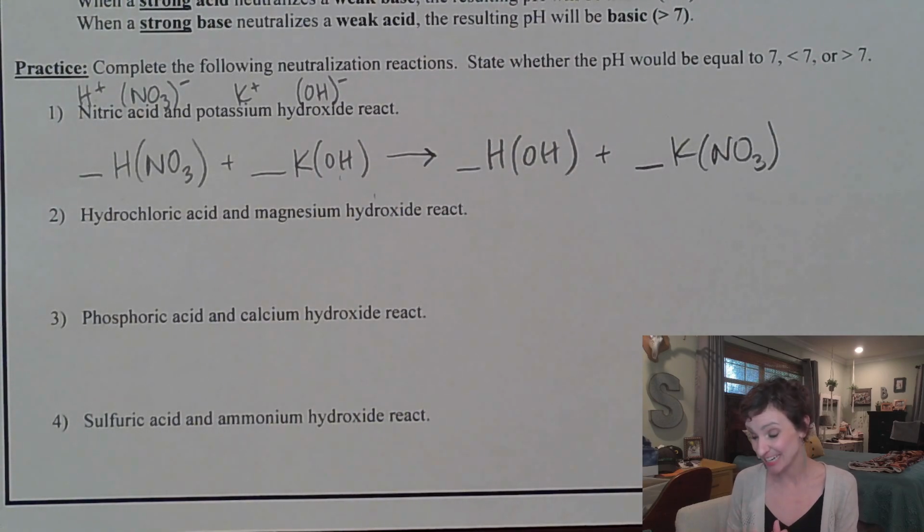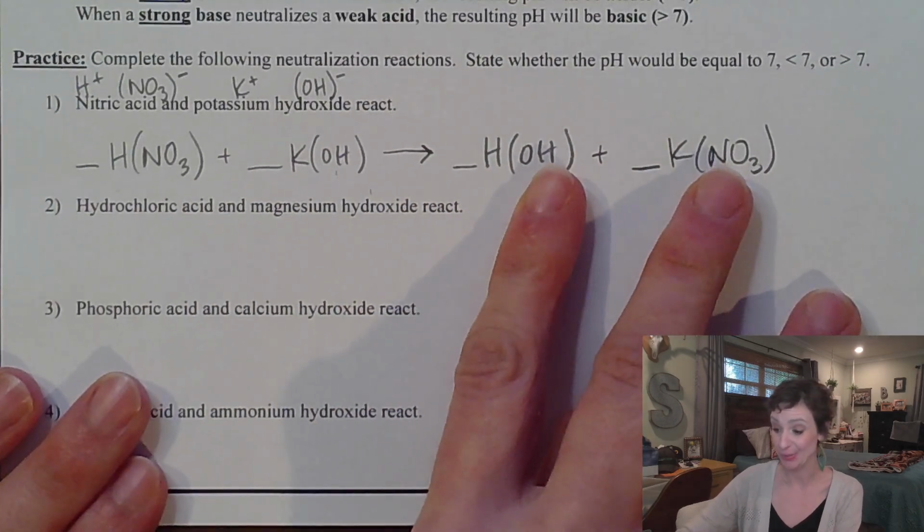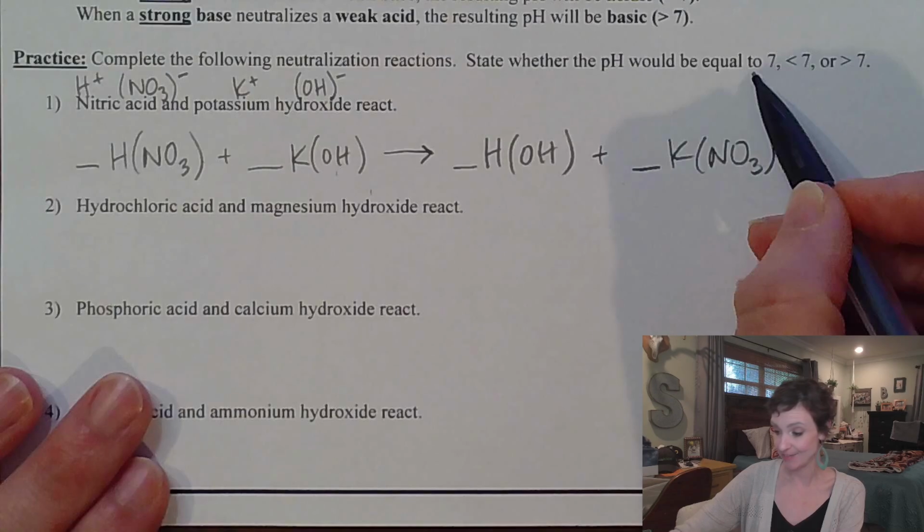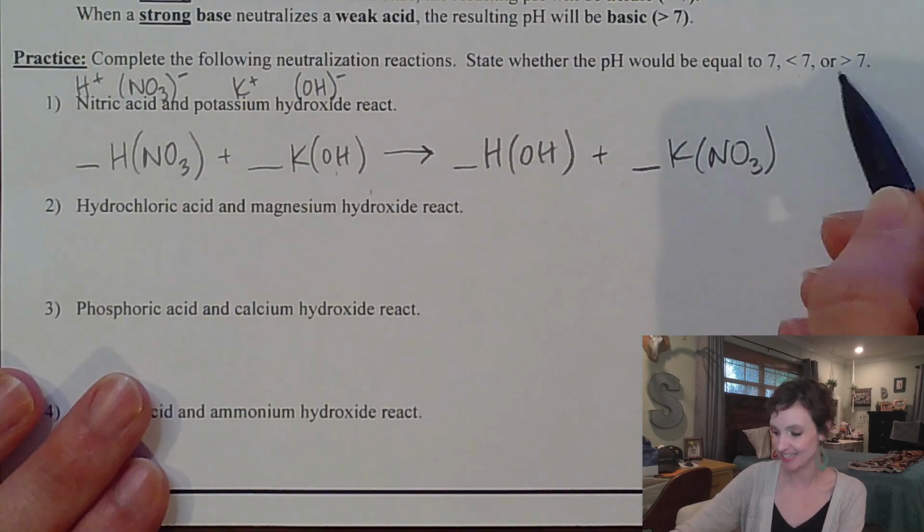But now I want you to predict what the pH of the resulting solution would be. Is it going to be neutral, equal to 7? Is it going to be acidic, less than 7? Or will it be basic?